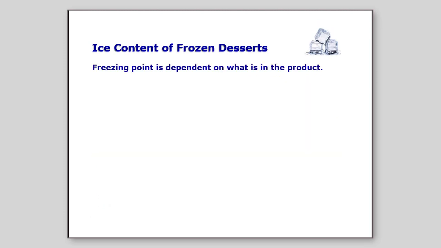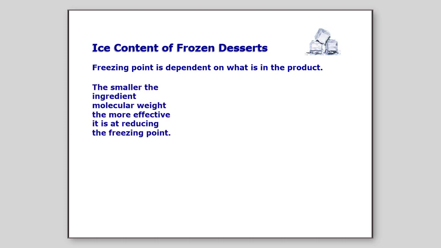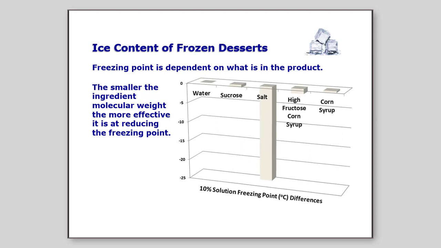Freezing point is dependent on what is in the product. The smaller the ingredient molecular weight, the more effective it is at reducing freezing point. In this graph, you can see that salt molecules are much smaller than the other items listed. That's why its freezing point is so low. Salt is placed on the highway because it keeps water from freezing even at low temperatures. And the lower the freezing point, the lower the ice content.